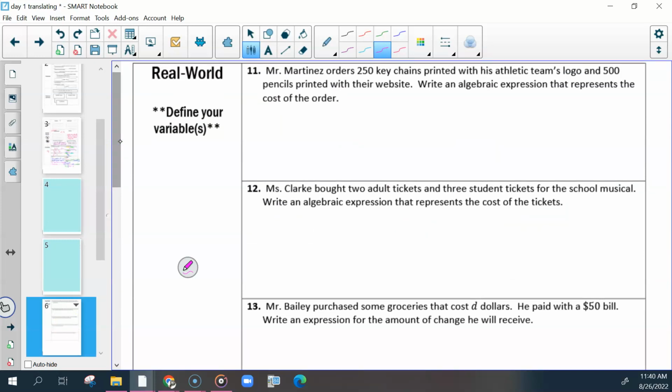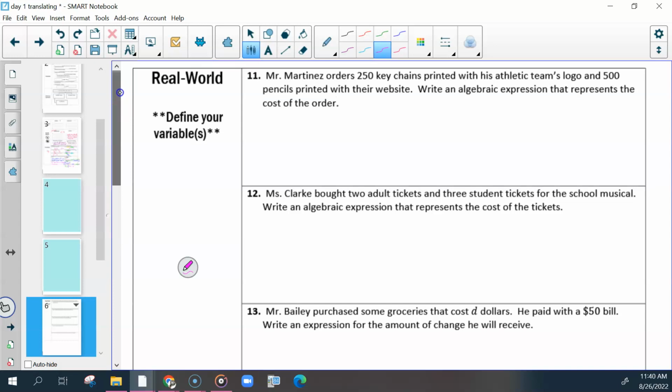We're just going to do a few of these. So with these, we're just translating, again, words to algebraic expressions, not actually solving them or finding answers or anything like that. So we're going to read this. Read it with me. I'm going to read it out loud. We're going to start with number 11. You can read it up here or on the paper. Mr. Martinez orders 250 keychains printed with his athletic team's logo and 500 pencils printed with their website. Write an algebraic expression that represents the cost of the order.